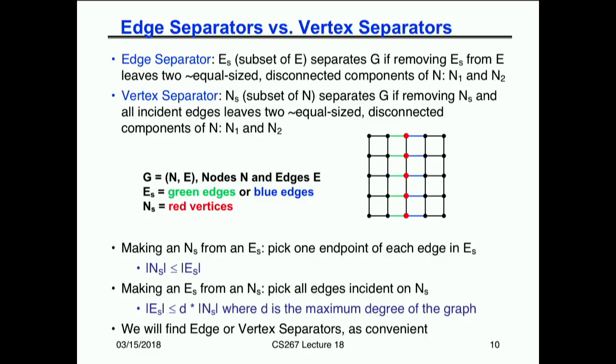There's a concept of edge separator and vertex separator, but don't worry about it. You can always go from one to the other. If you're given a vertex separator, you can just get all the adjacent edges to it and define an edge separator, and vice versa. You might lose a few constants, but as long as your degree is bounded, it's on the same order, asymptotically the same thing.